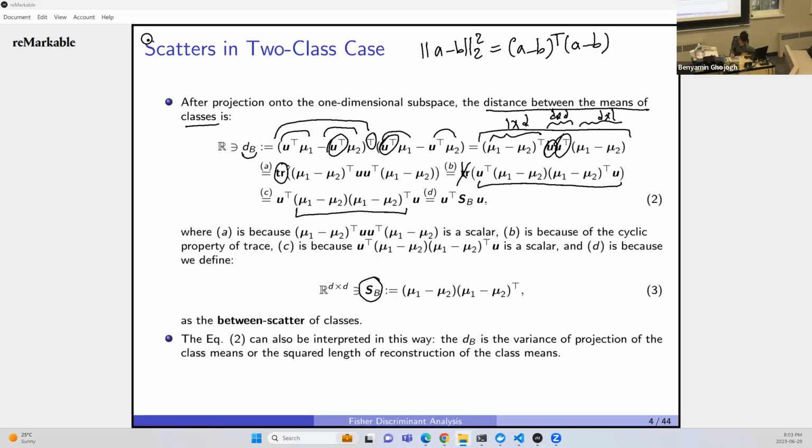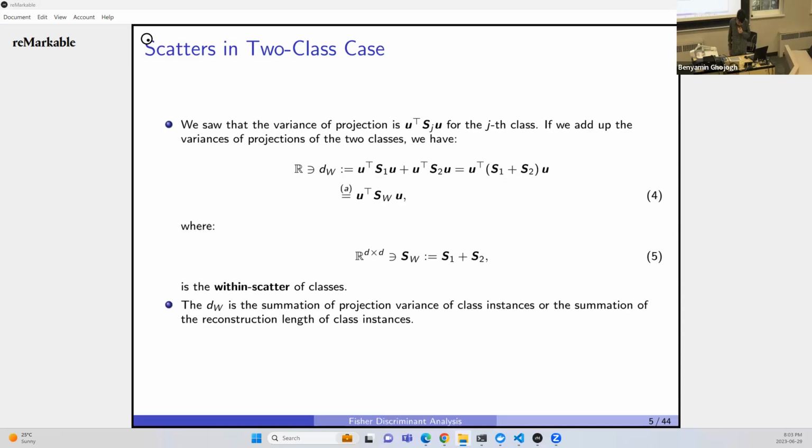I define it to be SB, which is a D by D dimensional matrix. But what is it actually? You can see it as a between scatter. It's very similar to a covariance matrix, but between the means of the classes, right? Therefore, I call it between scatter because it's a scatter between the classes. So I just showed you that dB, which is a scalar, is U transpose SB U, right?